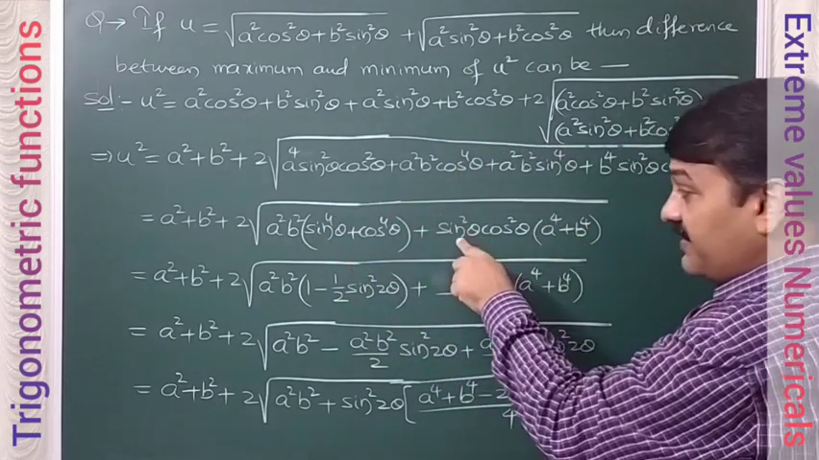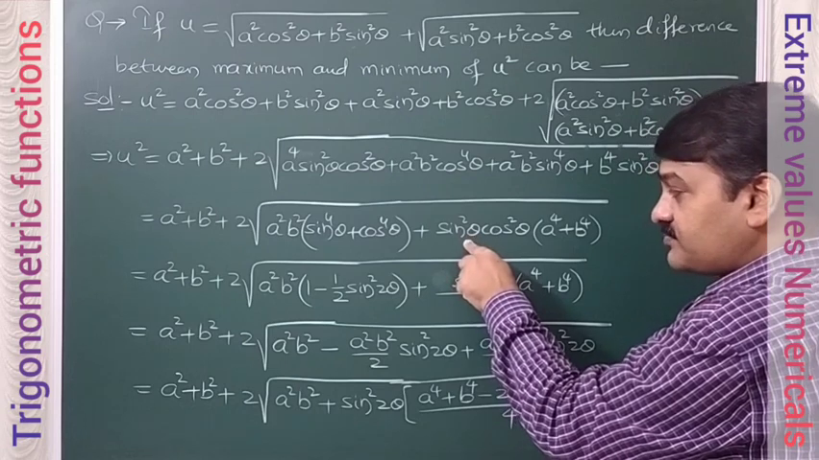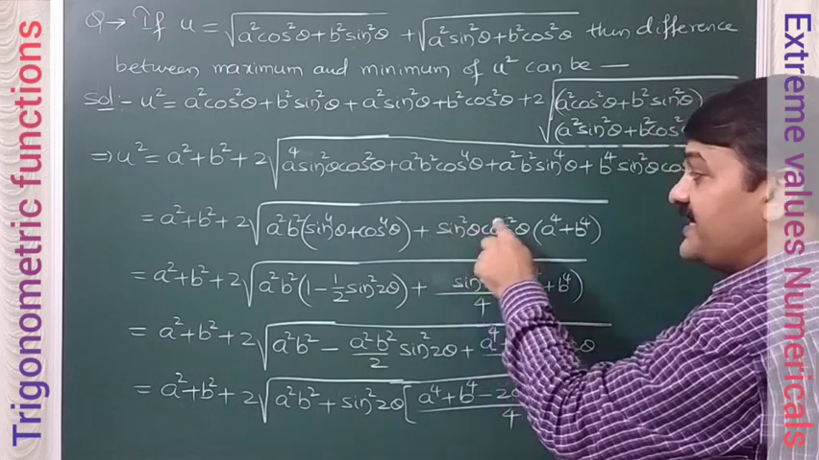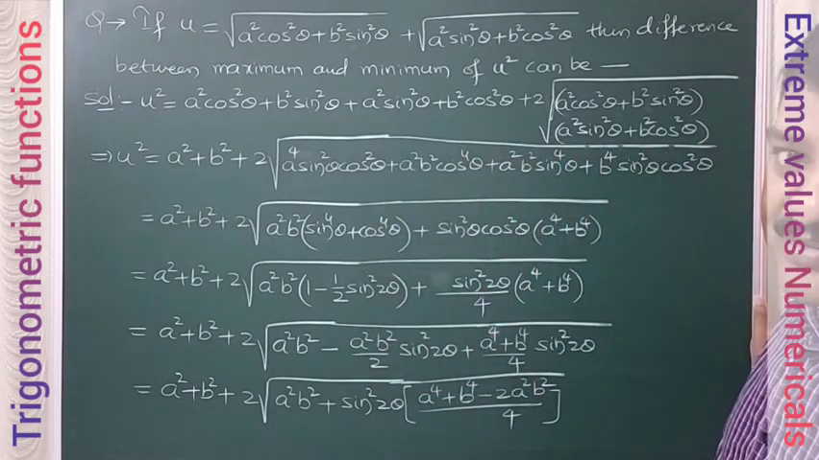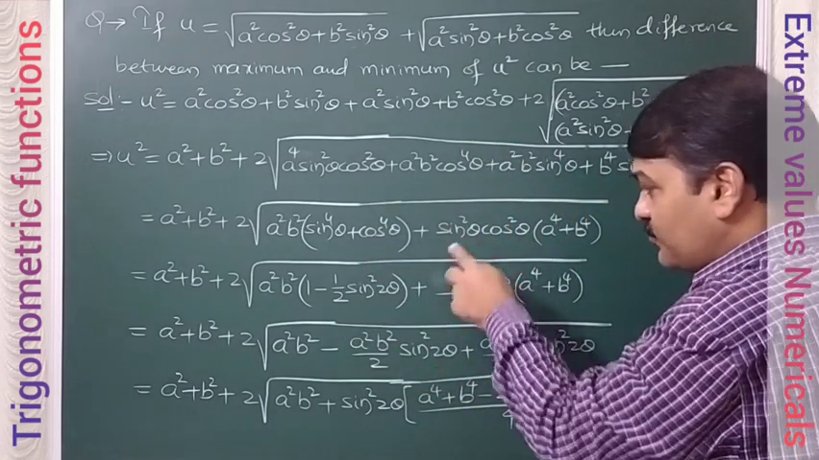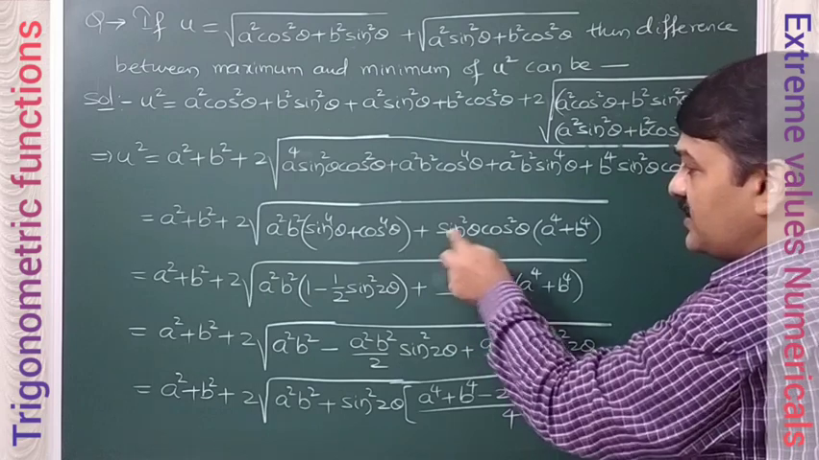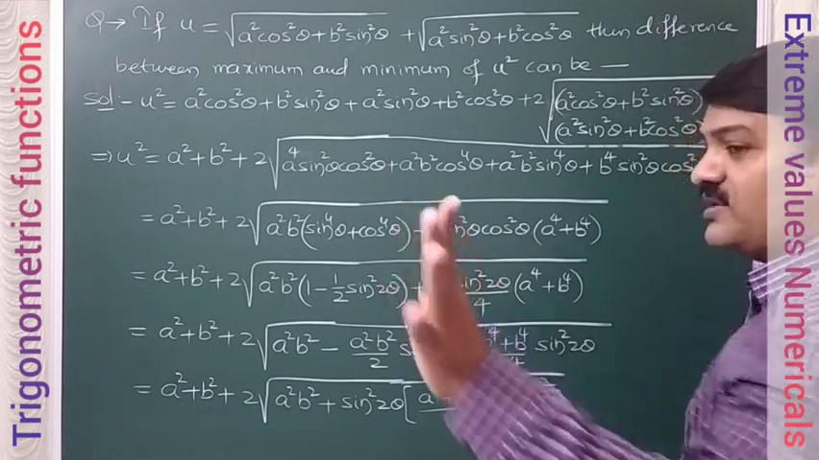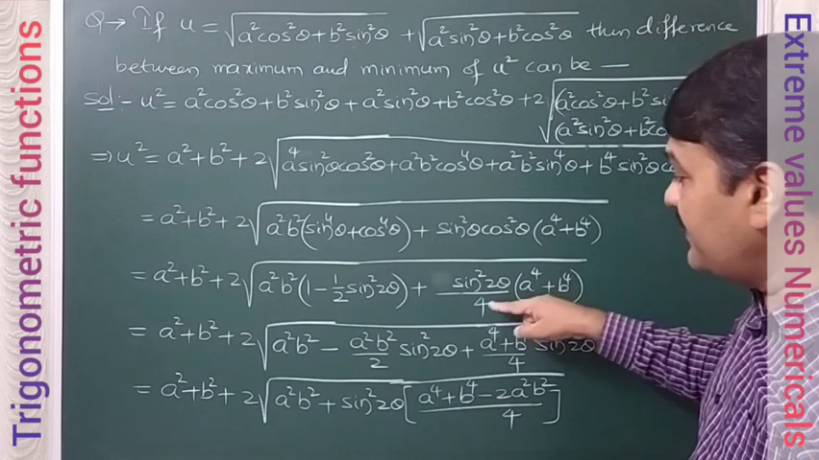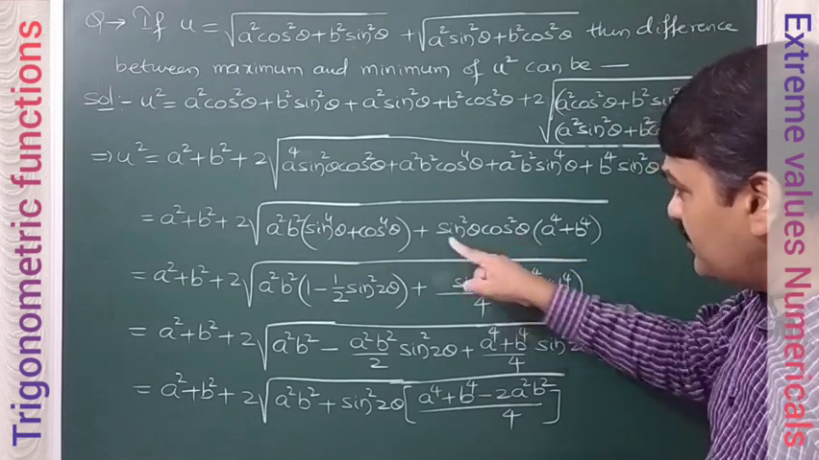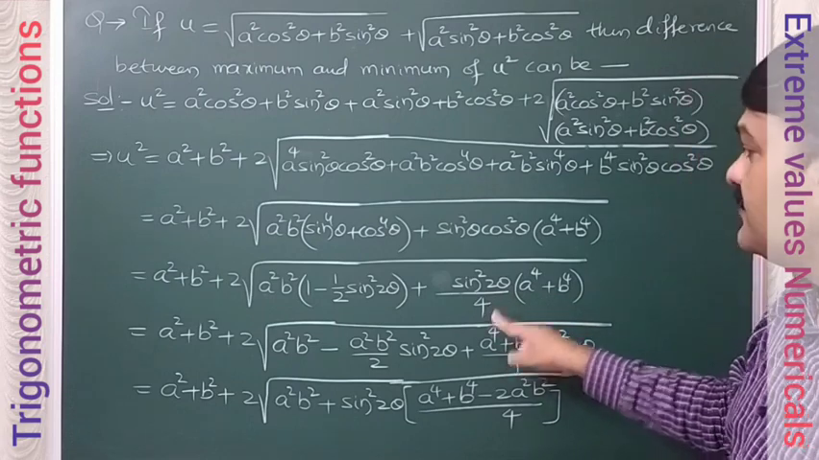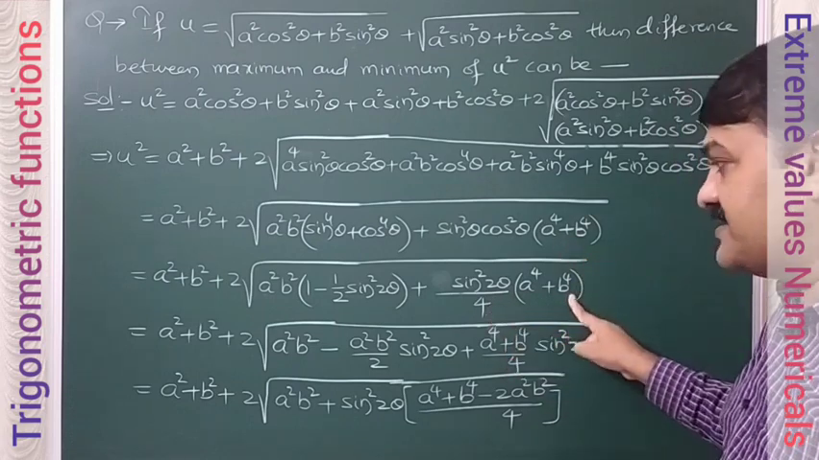Now here, if you divide and multiply by 4, you have 4 sin square theta cos square theta, that is going to be sin 2 theta whole square. So if you divide and multiply by 4, you will get sin 2 theta whole square in the numerator, by 4 as it is we have written. 4 sin square theta cos square theta will be this one, by 4 will stay, a power 4 plus b power 4 as it is.